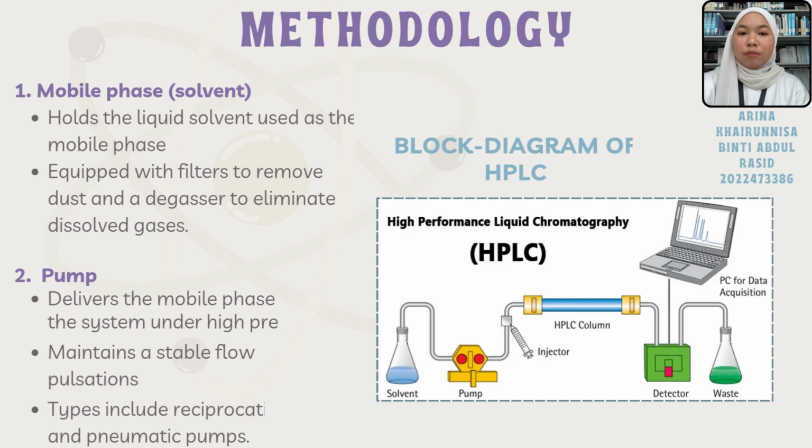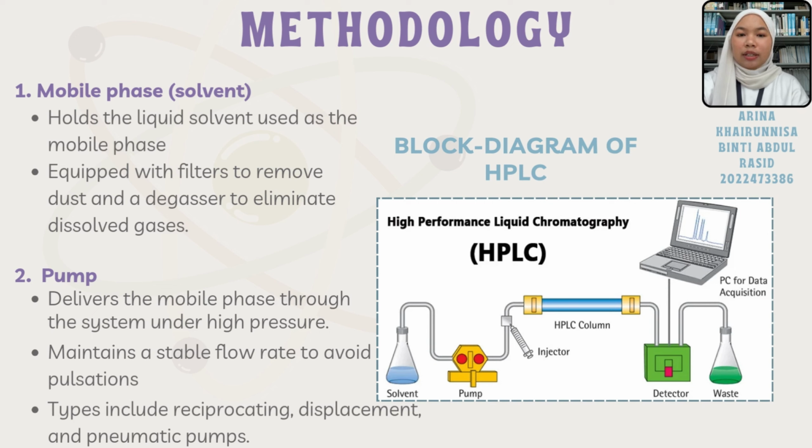Next, I will explain the methodology of HPLC. HPLC consists of 7 instruments, which is first, mobile phase or solvent. HPLC holds the liquid solvent used as the mobile phase and is equipped with filters to remove dust and a degasser to eliminate dissolved gases. Second, pump helps to deliver the mobile phase through the system under high pressure and maintains a stable flow rate to avoid pulsation. Types of pump include reciprocating, displacement, and pneumatic pumps.